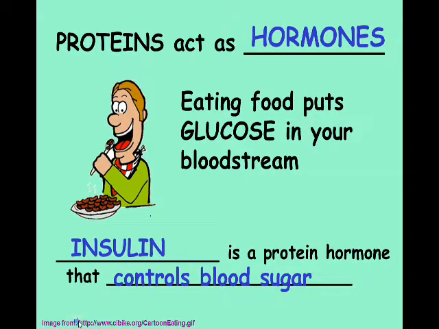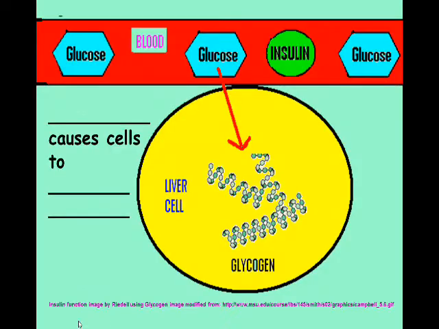Remember that vocab word from our first slideshow, homeostasis: maintaining a balance between temperature, not too hot, not too cold, not too much sugar, not too little sugar, not too acid, not too much water. Maintaining balance in your body is very important. And insulin is a hormone that's a protein that controls your blood sugar. So this is how it works. Pretend this big yellow circle is a cell. It could be a liver cell or a muscle cell. And the little red stripe at the top there is a blood vessel going past.